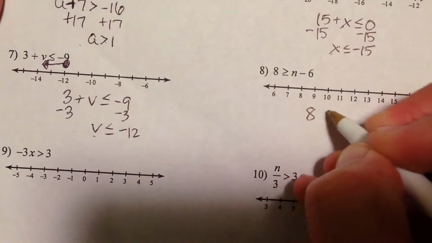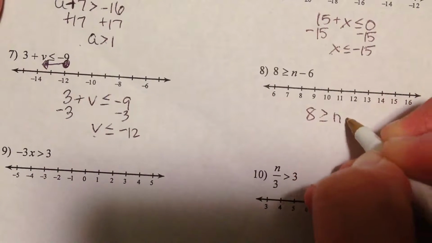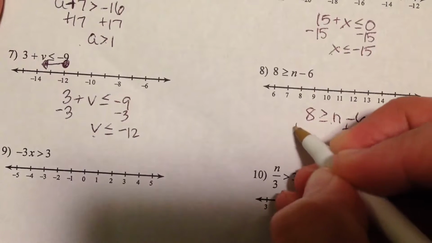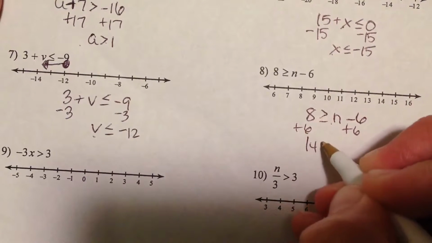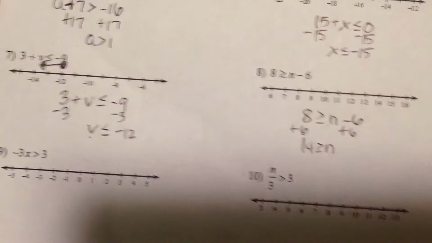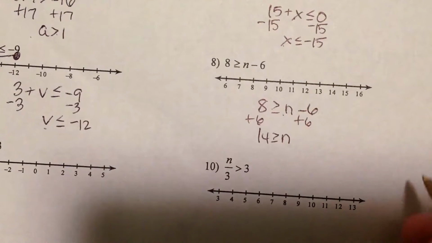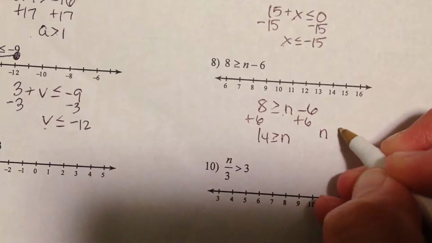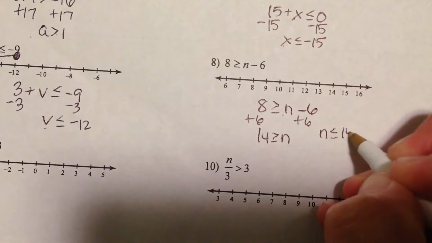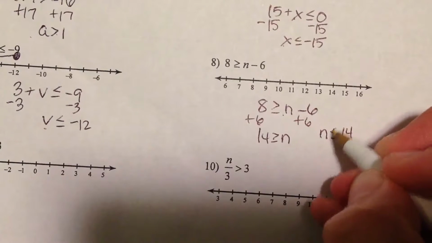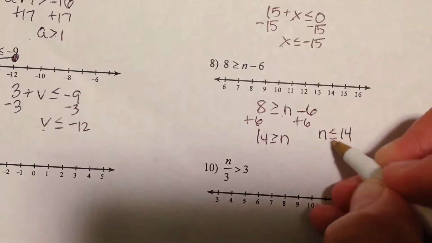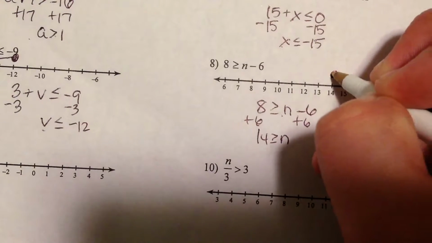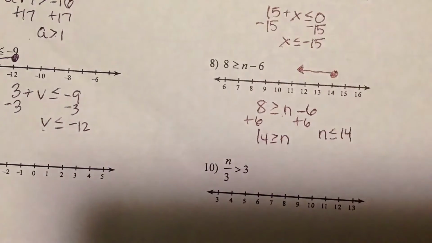Number 8, I have 8 is greater than or equal to some number n minus 6. I want to solve for n, so I add 6 to both sides. I have 14 is greater than or equal to n. Problem is the variable is not on the left, so I'll flip-flop it, keeping my point toward the n. I have n, now that's less than or equal to 14. Again, less than or equal to means I have a closed circle. Less than or equal to means I point to the left.